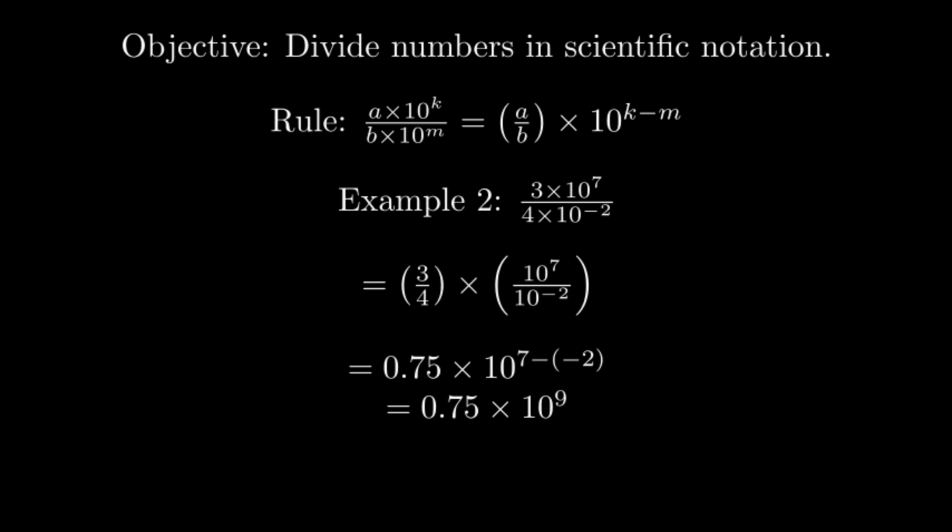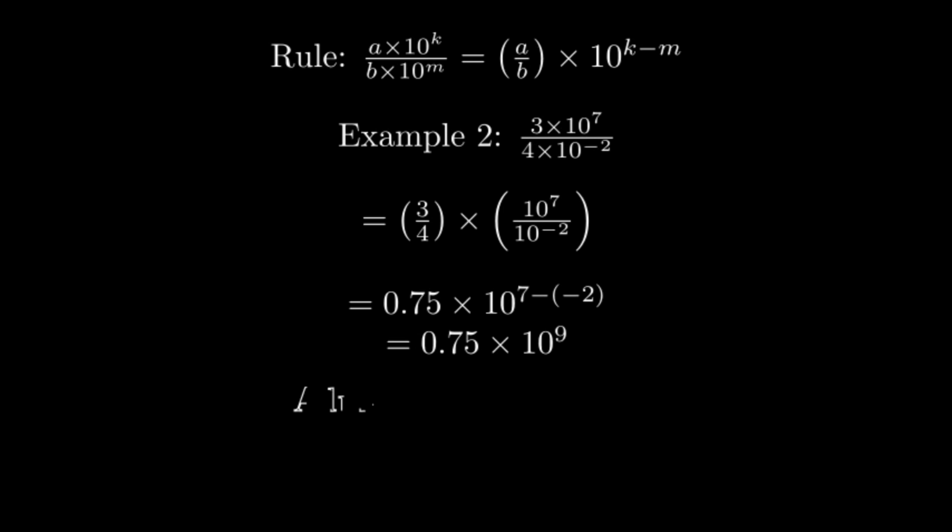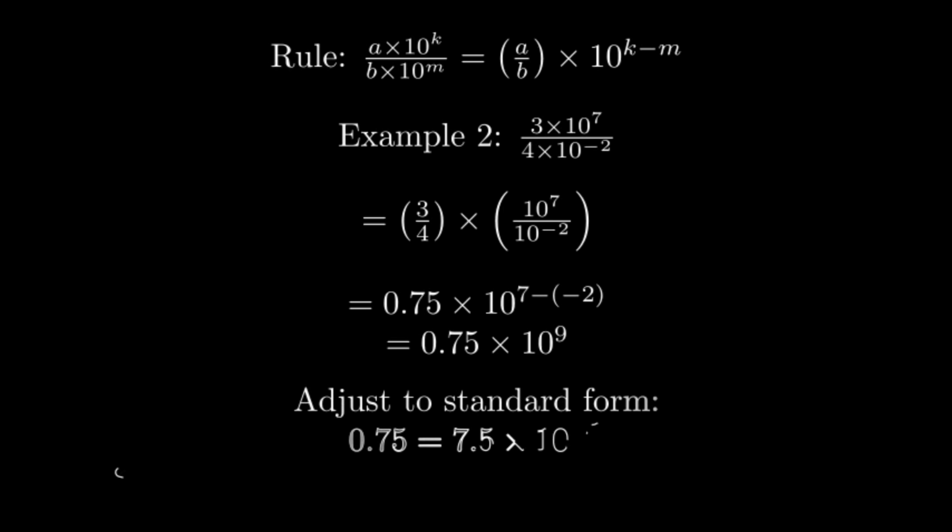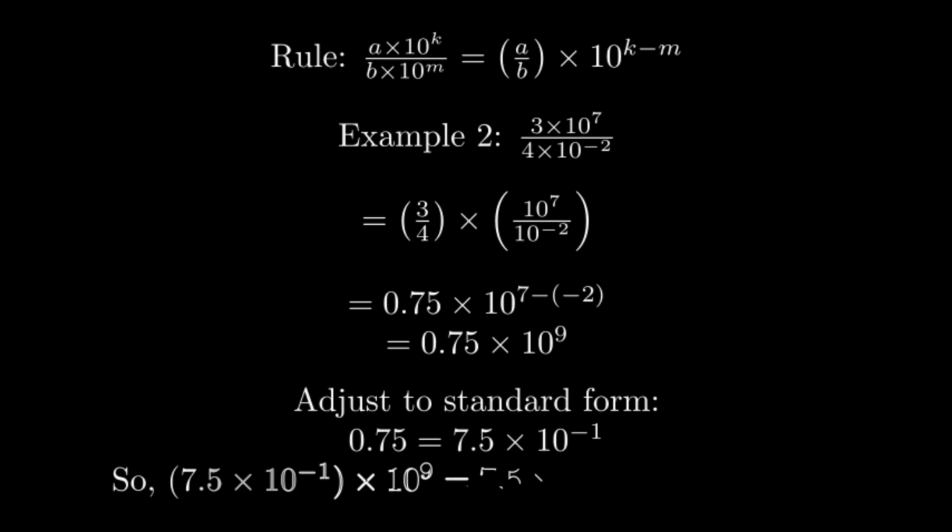Once again, let's check if our answer is in proper scientific notation. Is 0.75 between 1 and 10? No, it's too small. We need to adjust it. We can write 0.75 as 7.5 times 10 to the power of negative 1. Substituting this back in, we get 7.5 times 10 to the negative 1, all times 10 to the 9. Adding the exponents, negative 1 plus 9 gives us 8. Our final answer is 7.5 times 10 to the 8th. Excellent. We've now covered division and have met our objective for this part of the lesson.